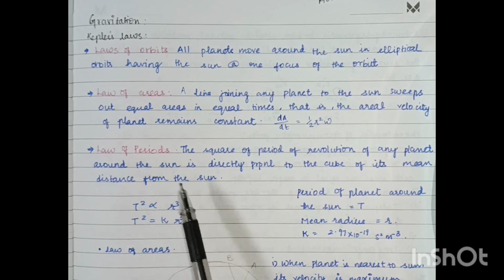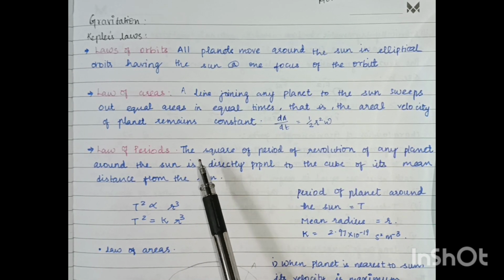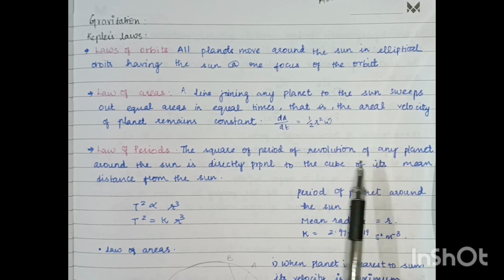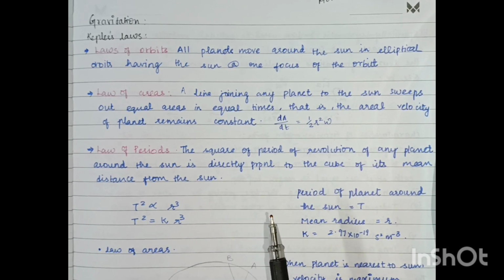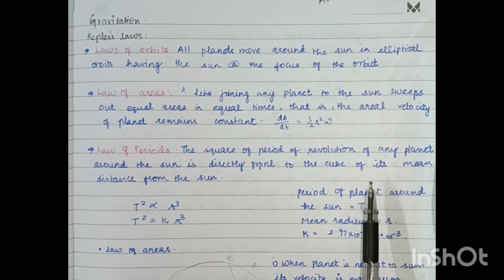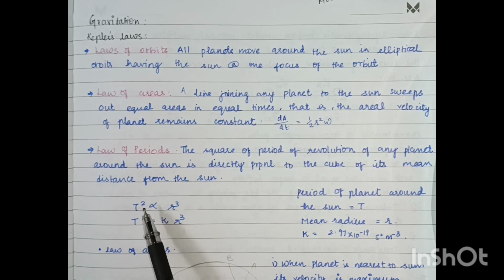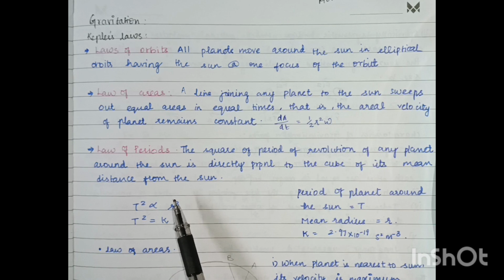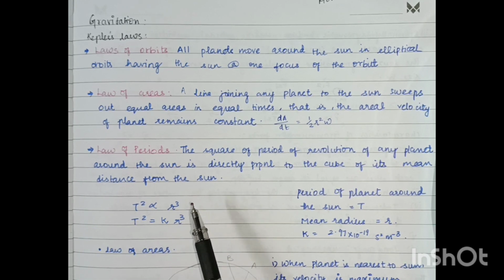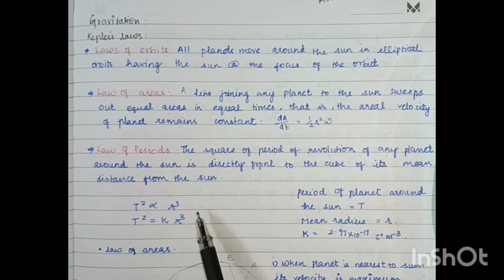Next one is the law of periods. The square of the period of revolution of any planet around the sun is directly proportional to the cube of its mean distance from the sun. That is, T square, the square of the time period, is directly proportional to the cube of its mean distance, r cube. So we write k as the proportionality constant. T square is equal to k into r cube.